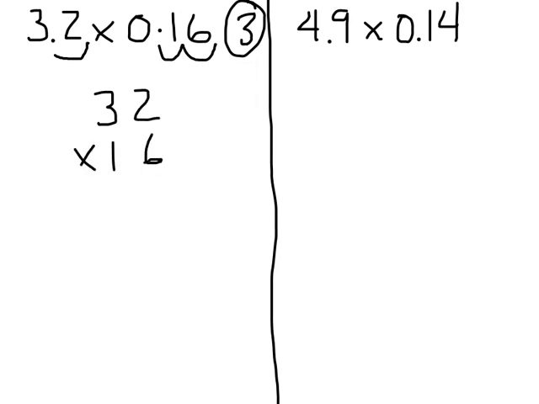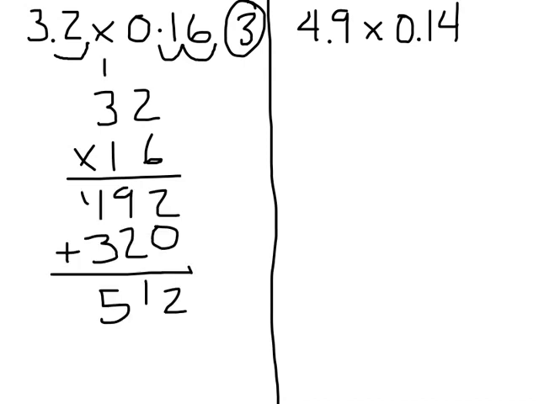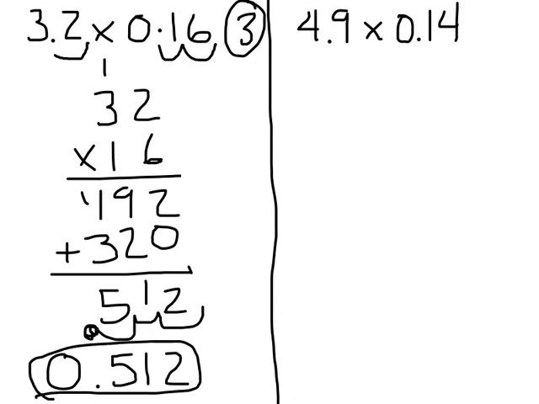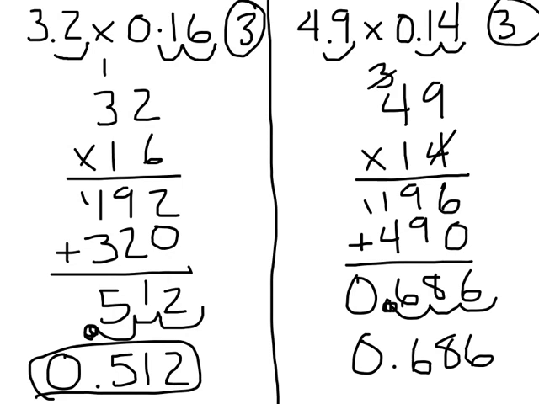32 times 16. What's 32 times 16? 32 times 16 is 512. I know I need to place 3 digits behind the decimal, so I can count over 1, 2, 3. The correct answer is 0 and 512 thousandths. Now you try one. What's 4 and 9/10 times 14 hundredths? The correct answer is 686 thousandths.